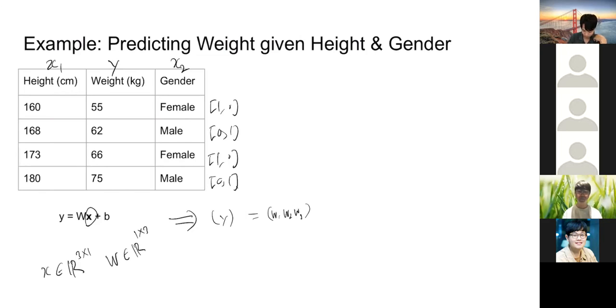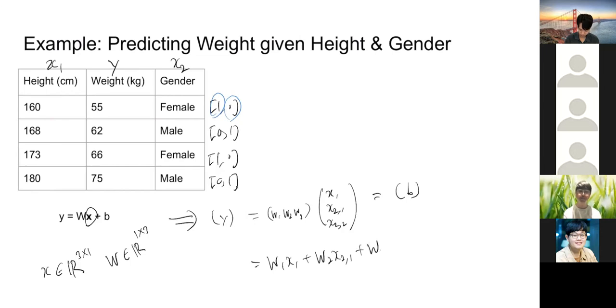you have three values, W1, W2, and W3, and then you have three values here too, X1 and X2,1 and X2,2. So X2,1 will be the first value of this vector, and then X2,2 will be this. And then we have B, which is also scalar because the output is scalar. So then we'll have W1 X1 plus W2 X2,1 plus W3 X2,2 plus B, equal to Y. So what we're assuming is that our prediction will follow this linear relationship. So now you see how we can handle multiple input variables and also when the input is categorical.